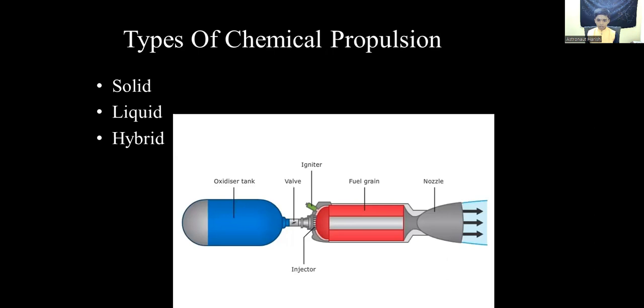Chemical propulsion. There are three types of chemical propulsion: solid, liquid, and hybrid. In liquid rockets, the oxidizer and fuel are stored in separate containers. In solid rockets, they are mixed together and placed in a single cylinder. In hybrid engines, the oxidizer is stored in a tank while the fuel is stored as a solid in a cylinder. Then the oxidizer and the fuel react in order to provide thrust.